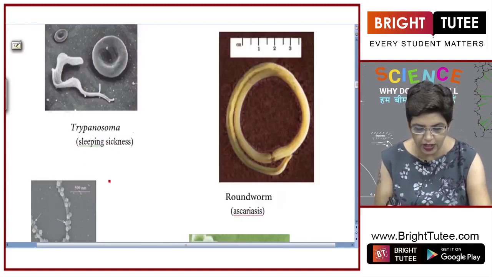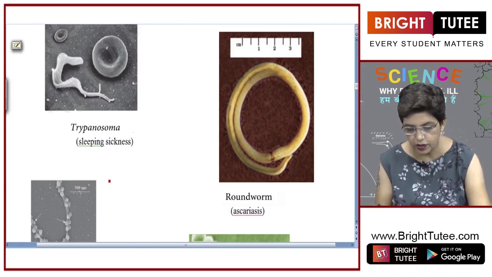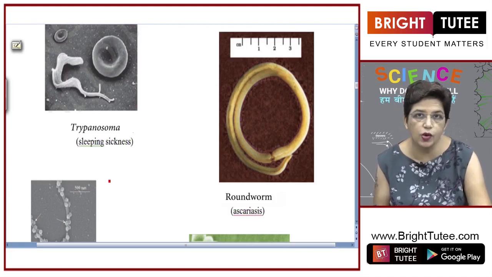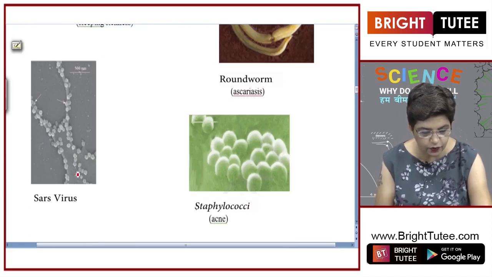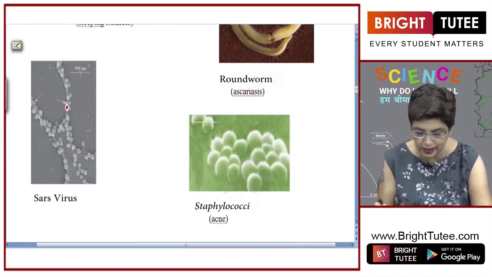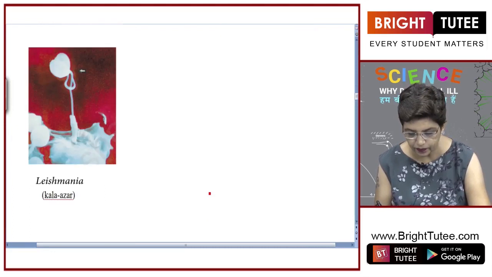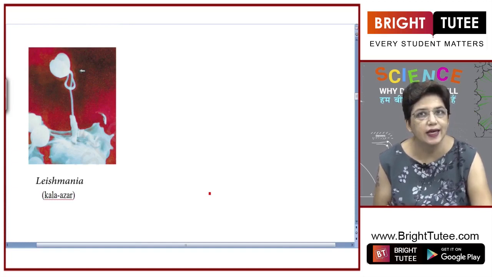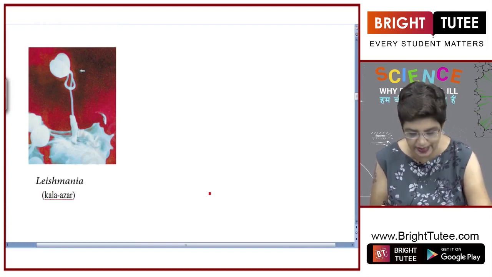Look at these images of these organisms. This is trypanosoma causing sleeping sickness. Then roundworm, it's quite huge, which can cause ascariasis. It is found in the small intestine of human beings. This is SARS virus coming out of the human cells. Then staphylococci, this is a bacteria which causes acne. And lastly, this is leishmania, a protozoa which causes Kala Azar. These are a few images of the microbes or the pathogens causing diseases.